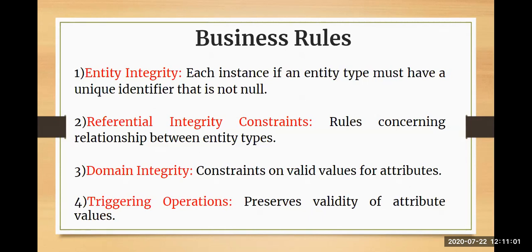That is nothing but your primary key. Every entity type should have a unique identification that cannot be null. So all your primary keys become entity integrity here. Second, referential integrity constraint. Referential integrity constraint refers to rules concerning the relationship between entity types. Always remember, when we talk about referential, it refers to reference, and that is nothing but your foreign key. One table's primary key, when it moves to another table, becomes a foreign key. So that is your relationship between different entity types.